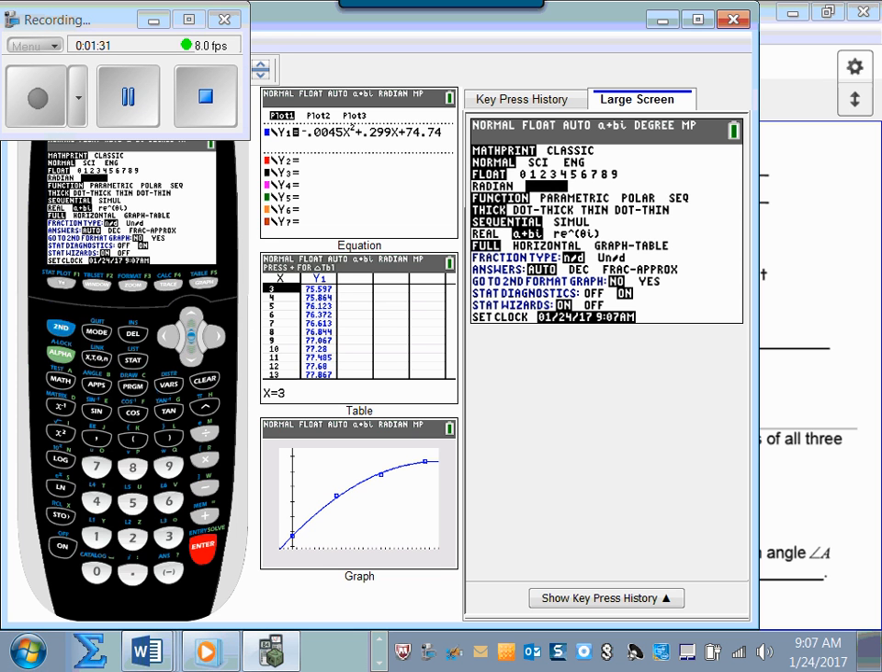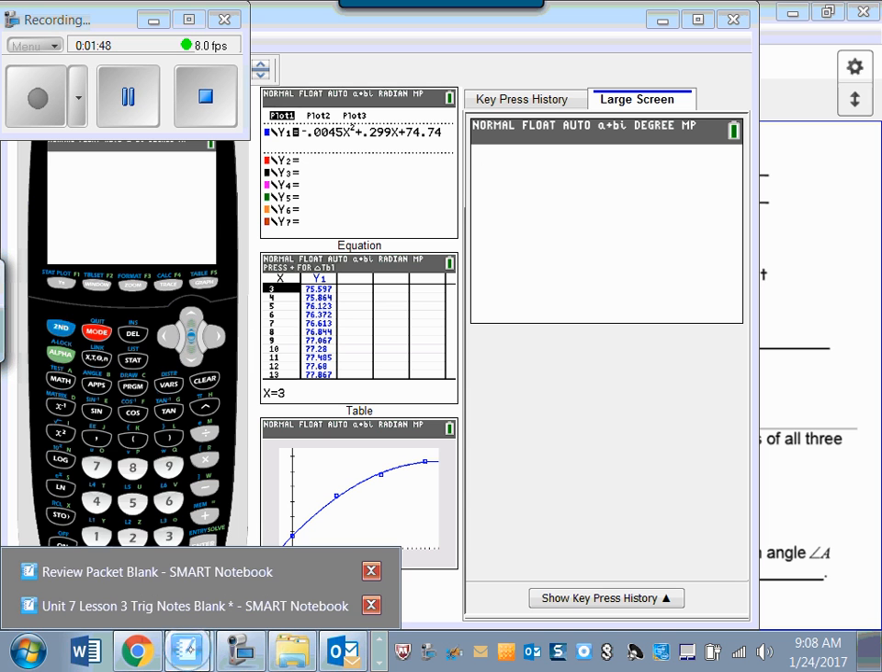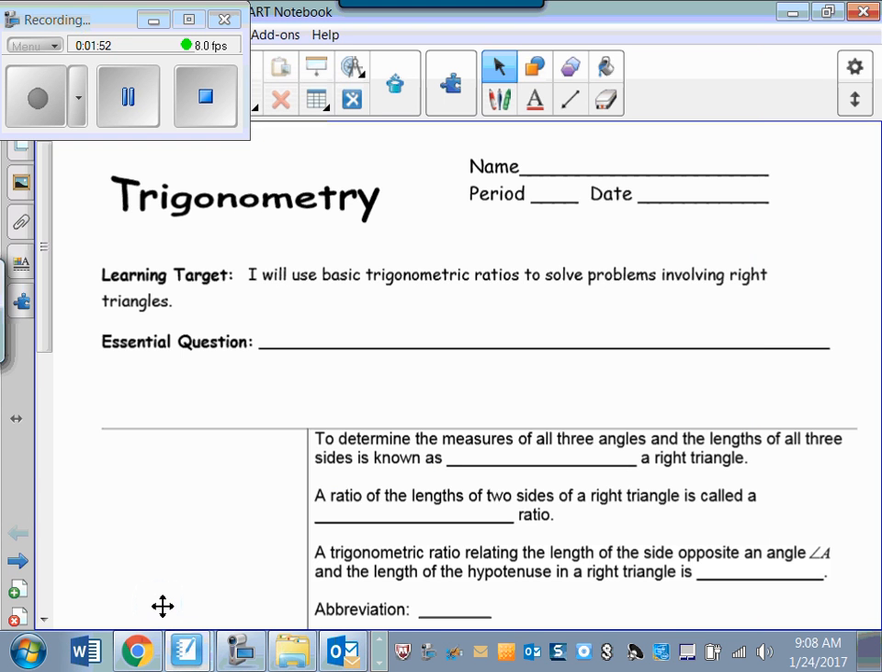All right, and when you want to get out of this mode, you just press your second button, and you see right above mode it says quit. So we're going to do second mode, and that's just going to take us right out of there. Okay, we don't need that right now. We're going to go back and fill in some of our notes, and then we'll come back and use our calculator when we need it.